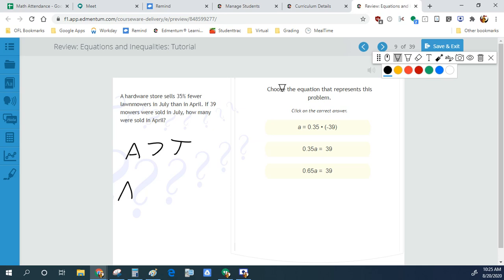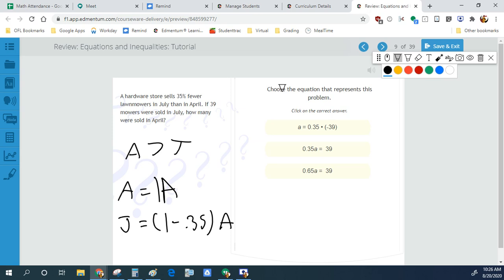So April is equal to 1, right? Just for argument's sake, we're going to say April is equal to 1A. So April is equal to 1A. But July is equal to 1 minus 0.35 of A. Does that kind of make sense?